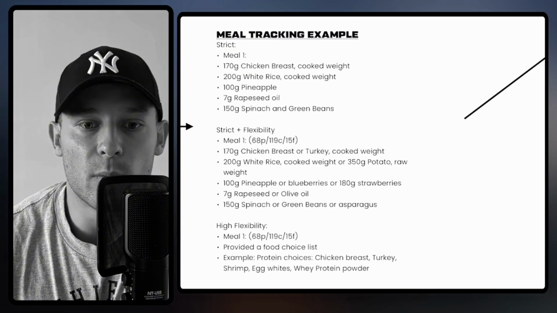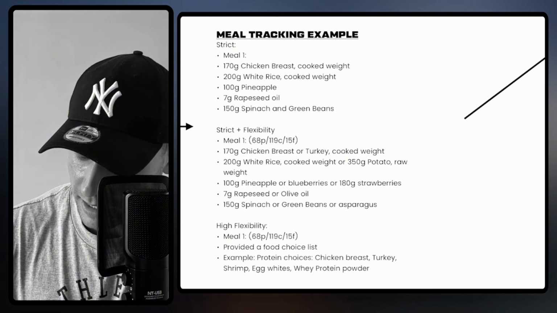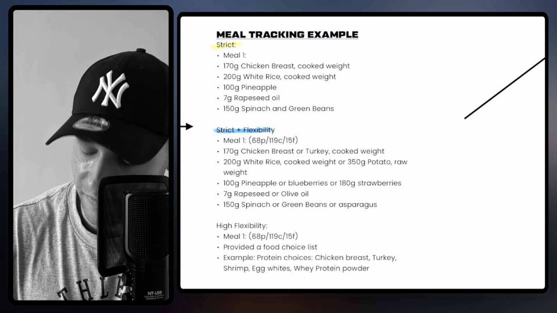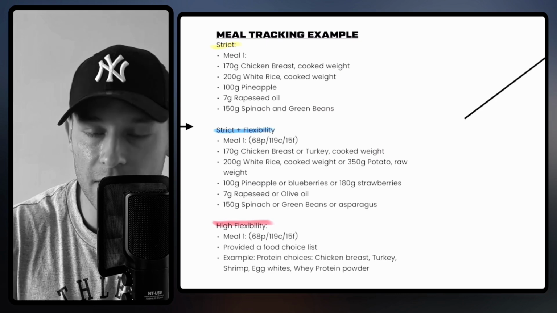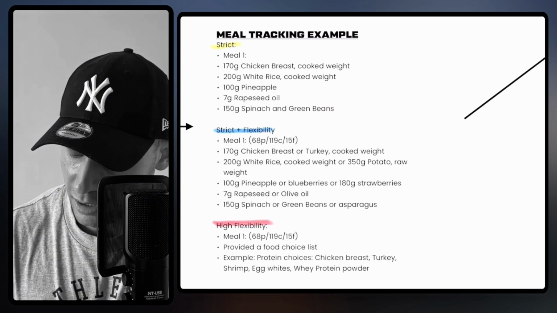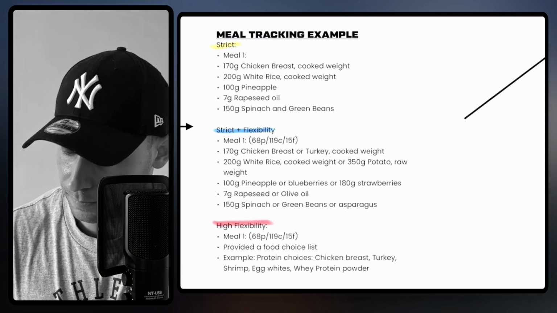So you can see that we've got 3 tracking examples. One of them is strict meal tracking. The other is strict with flexibility. And then the third and final is high flexibility. Now, if we actually take a look at the strict meal plan.